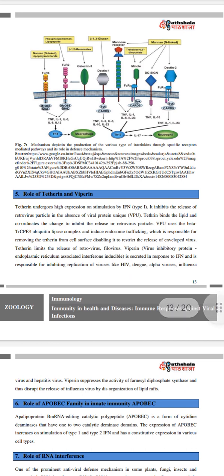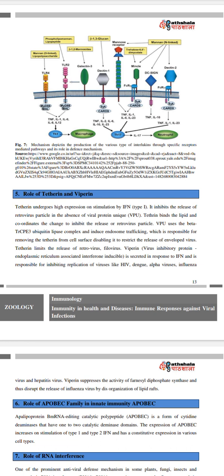Role of tetherin and viperin. Tetherin undergoes high expression on stimulation by IFN. It inhibits the release of retrovirus particles in the absence of viral protein U, VPU. Tetherin binds the lipid and coordinates the change to inhibit the release of retrovirus particles. VPU uses the beta-TrCP E3 ubiquitin ligase complex and induces endosome trafficking, which is responsible for removing tetherin from the cell surface, disabling it from restricting the release of enveloped virus.